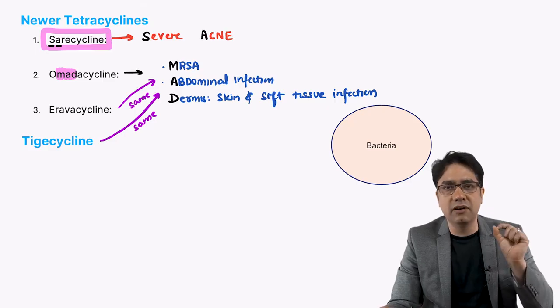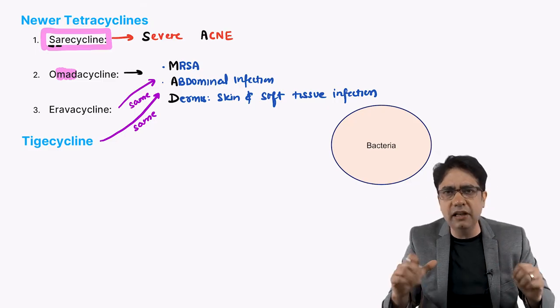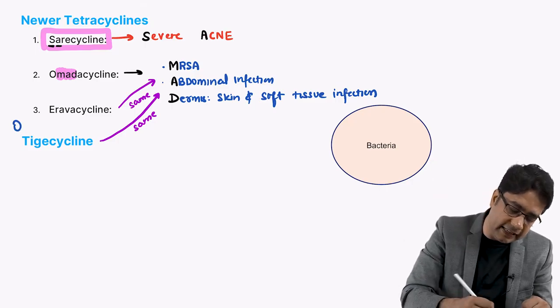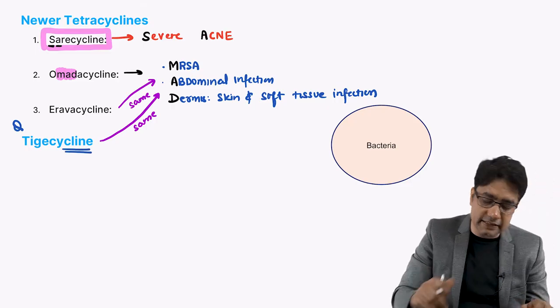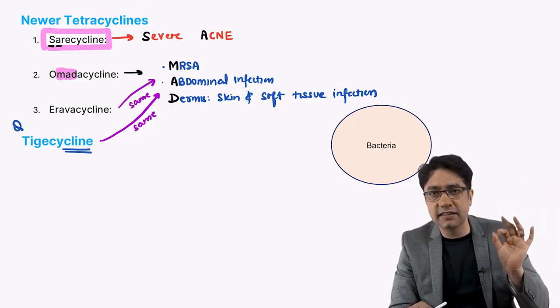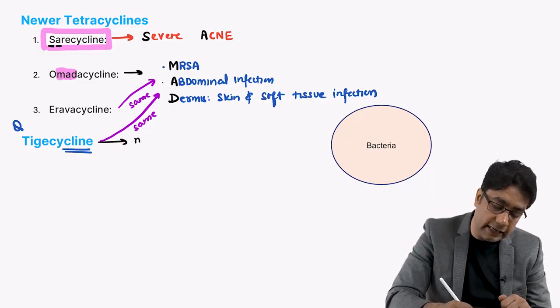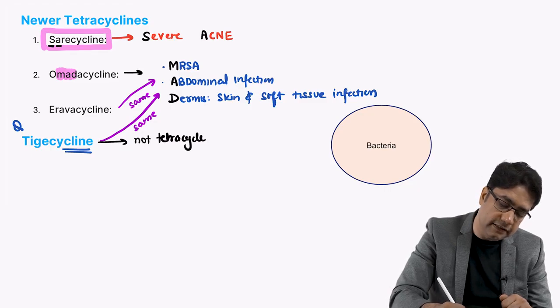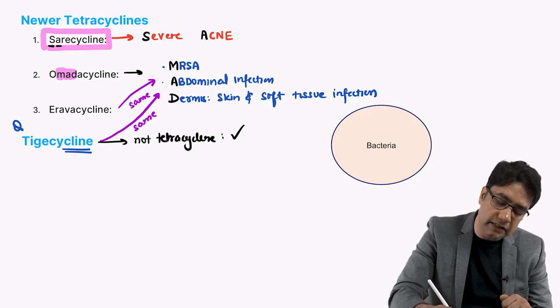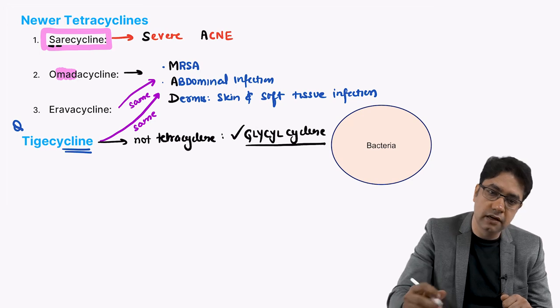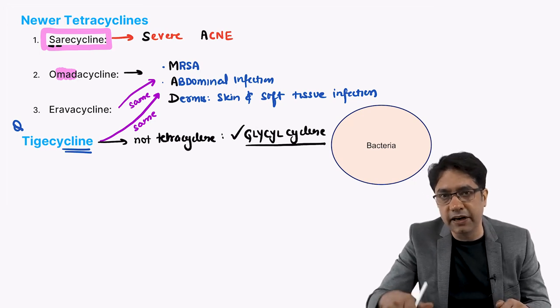Now let's talk about a very important drug, very commonly used in our hospitals nowadays, that is tigecycline. Now remember, tigecycline ends with the word cycline, but in fact, it is not a tetracycline. Its group name is different. Its group name is glycylcycline. So it is under which group? Glycylcycline group of antibiotics.